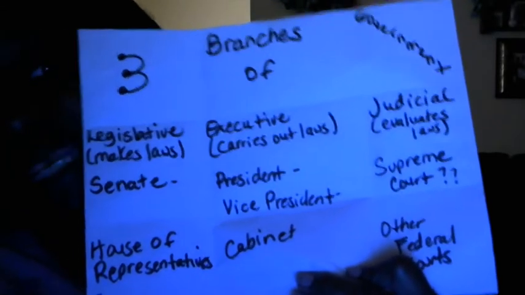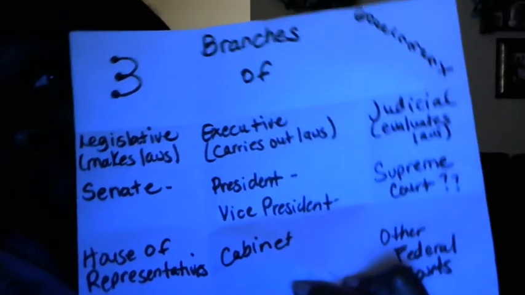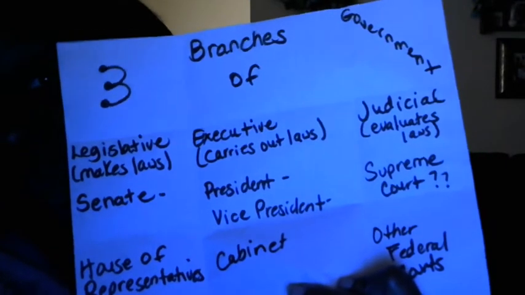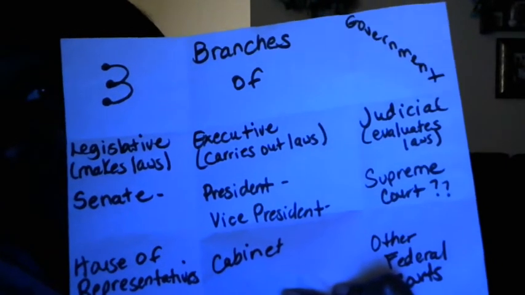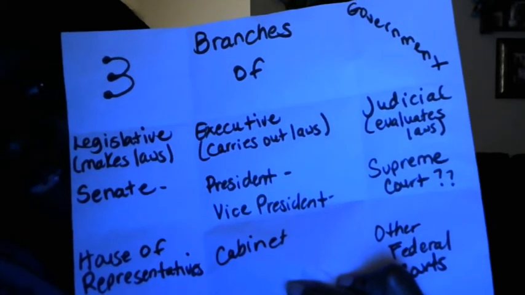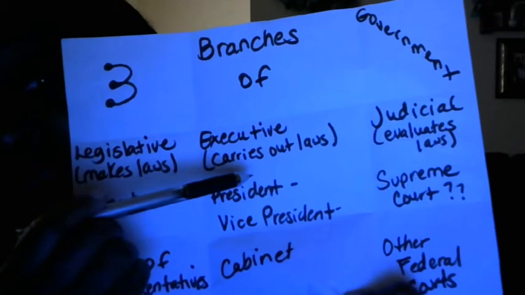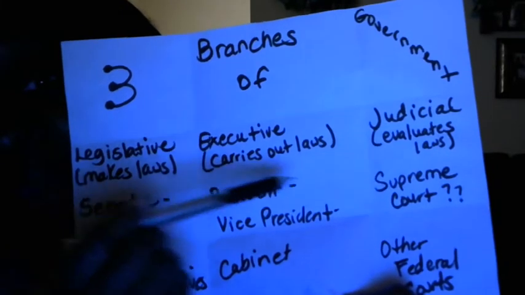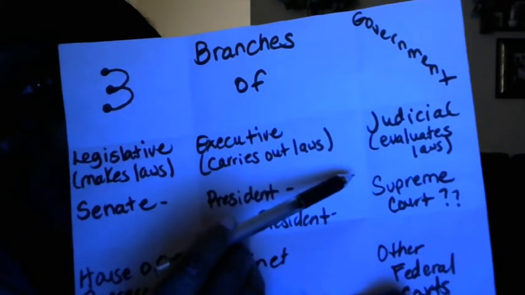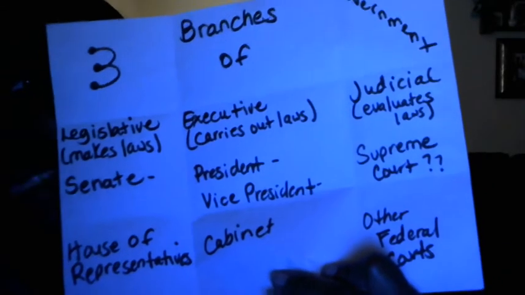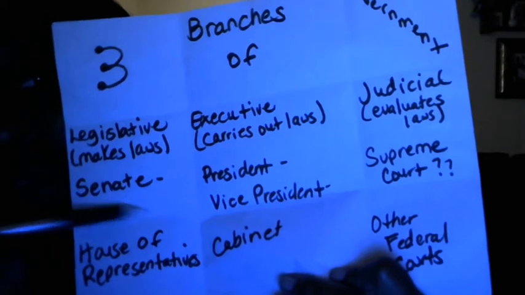So let's be reminded. Today we talked about the 3 branches of government, and they are the legislative branch, the executive branch, and the judicial branch. We also said that the legislative branch makes laws, the executive branch carries out laws, and the judicial branch evaluates the laws.